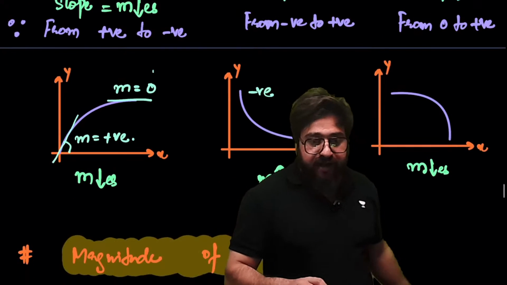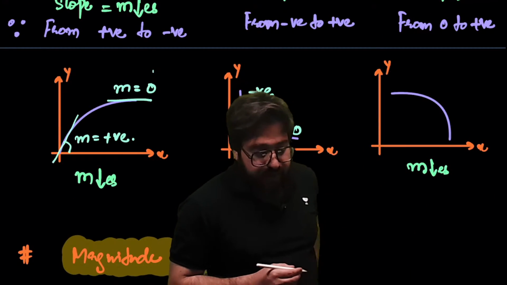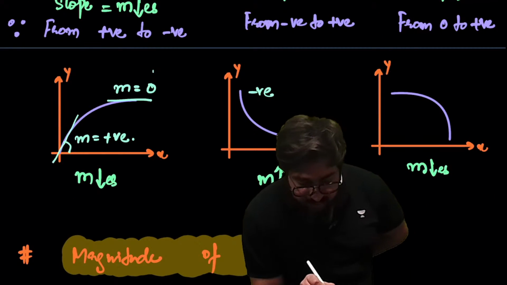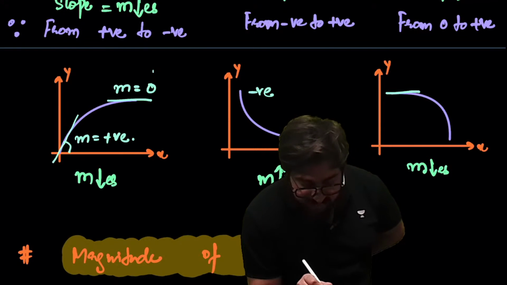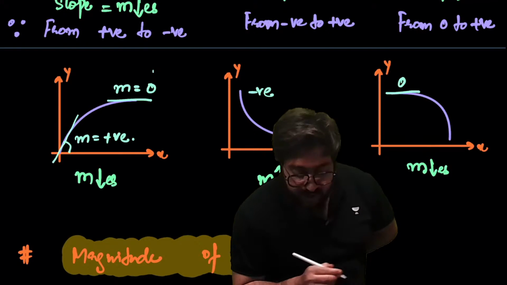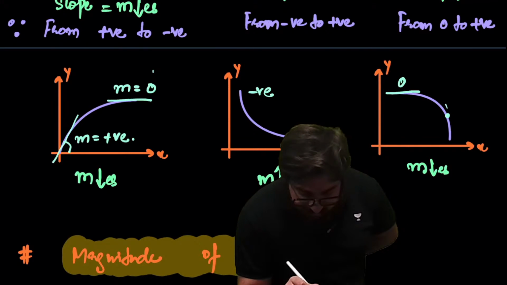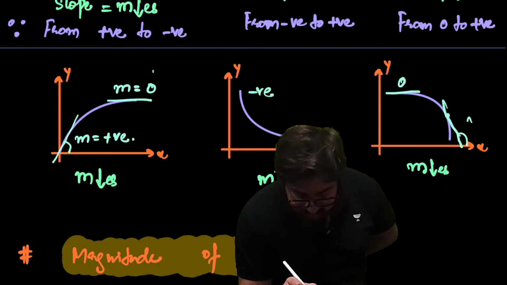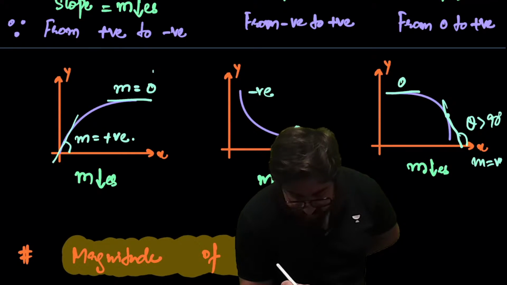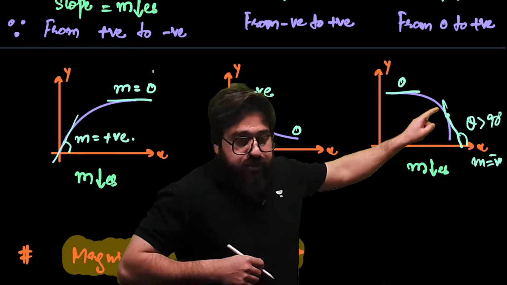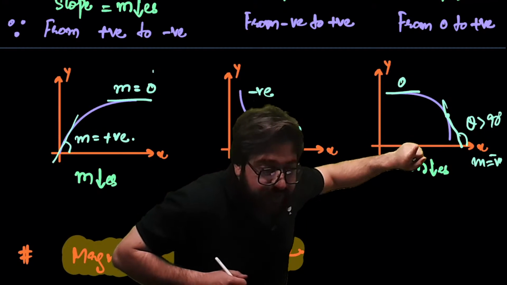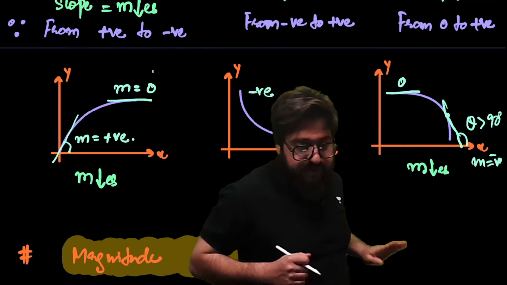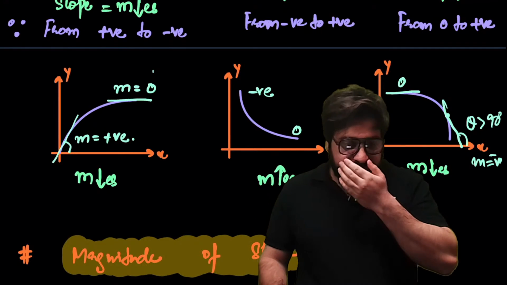And over here, can you tell me is the slope increasing or decreasing? In this case, over here it was 0. And then at this point, if I draw a line, theta is greater than 90 degrees, so slope will be negative. So if the slope is moving from 0 to negative, slope is decreasing. I hope this is clear.